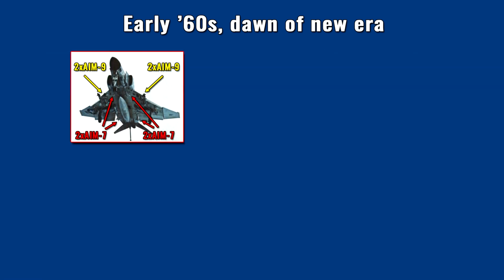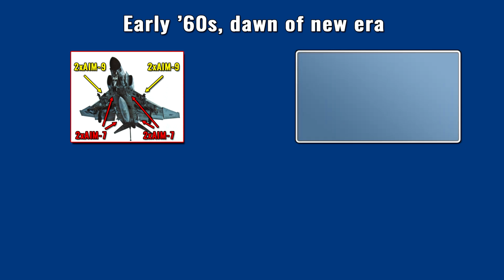However, in the early 60s, a new fighter jet appeared in America which at least partially revolutionized military aviation and paved the way for the future. This was the previously mentioned F-4 Phantom. It was the first fighter with beyond visual range air-to-air capability thanks to the AIM-7 Sparrow missile.